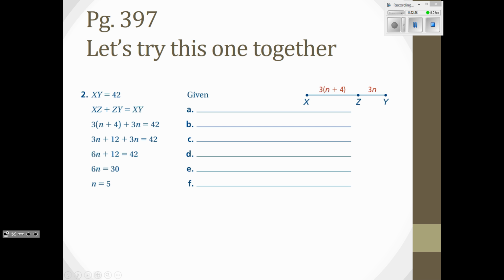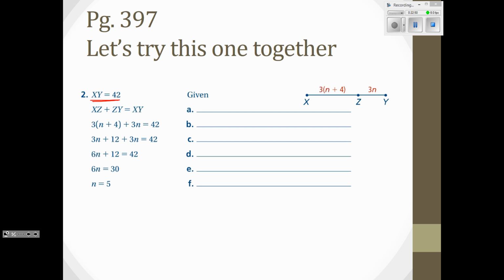And we are being told somewhere that the total length of XY is 42. Okay, now 42 what? I have no idea, but it's 42. Okay, notice that we're dealing with numbers, so we use an equal sign and not a congruent sign. Right? XY is equal to 42, not congruent to 42.